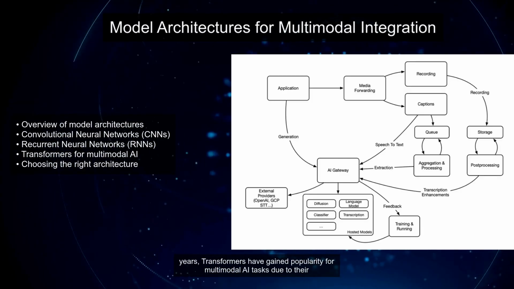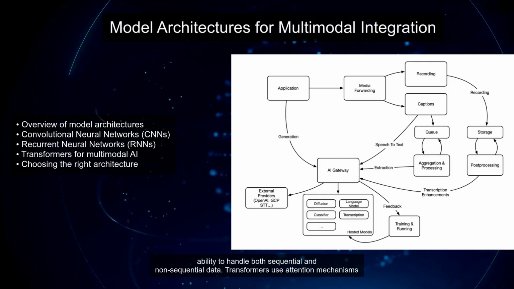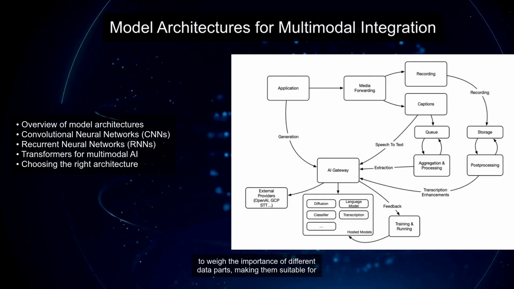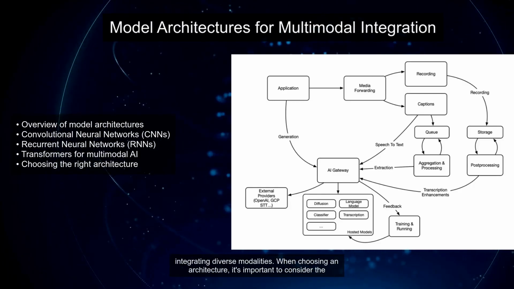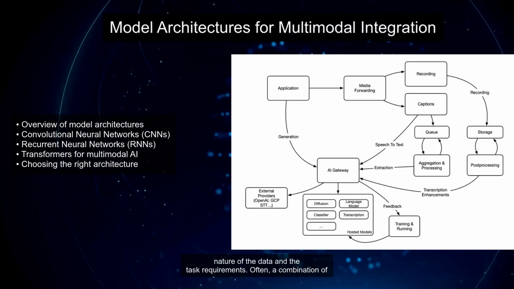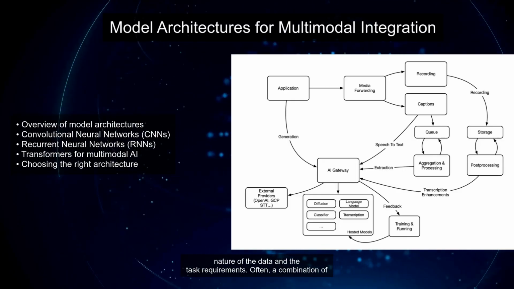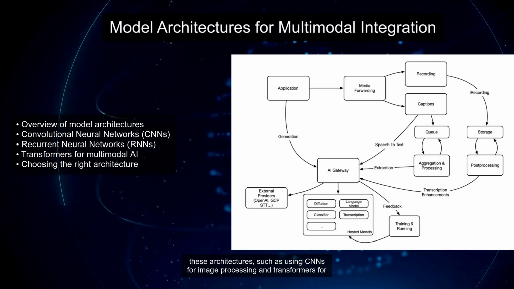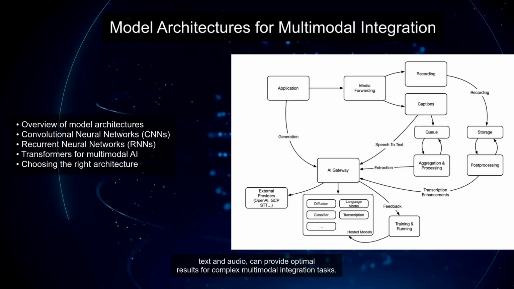In recent years, transformers have gained popularity for multimodal AI tasks due to their ability to handle both sequential and non-sequential data. Transformers use attention mechanisms to weigh the importance of different data parts, making them suitable for integrating diverse modalities. When choosing an architecture, it's important to consider the nature of the data and the task requirements. Often, a combination of these architectures, such as using CNNs for image processing and transformers for text and audio, can provide optimal results for complex multimodal integration tasks.